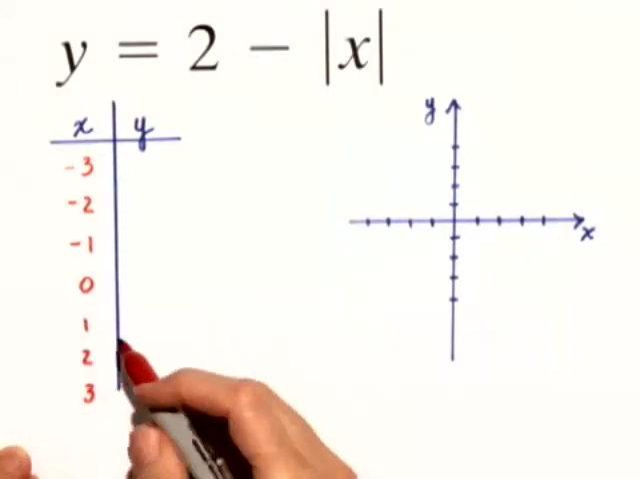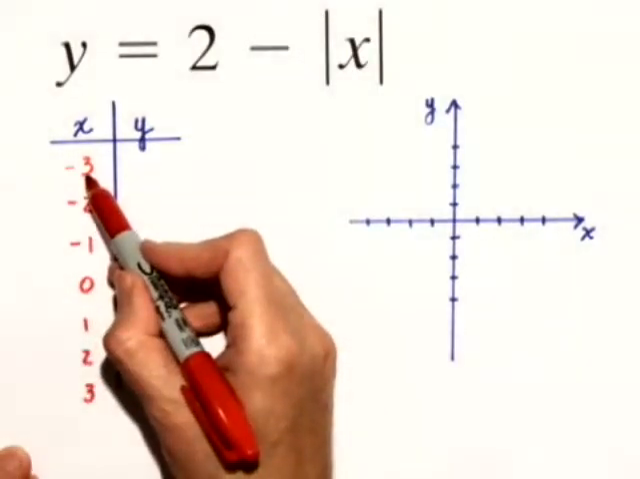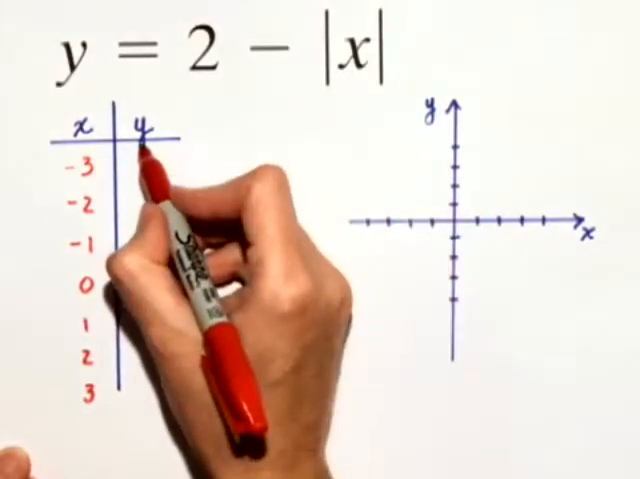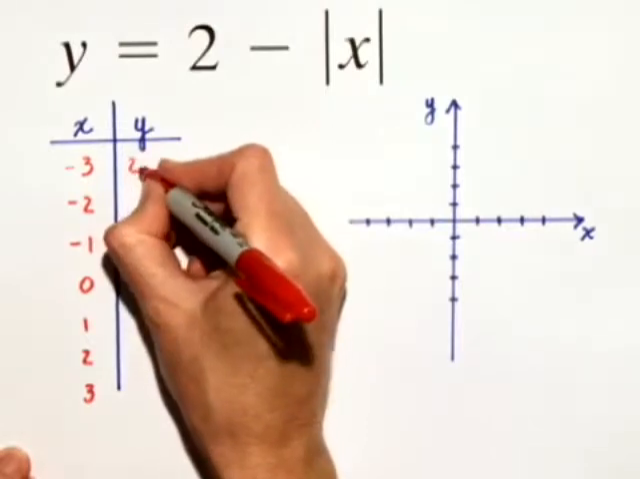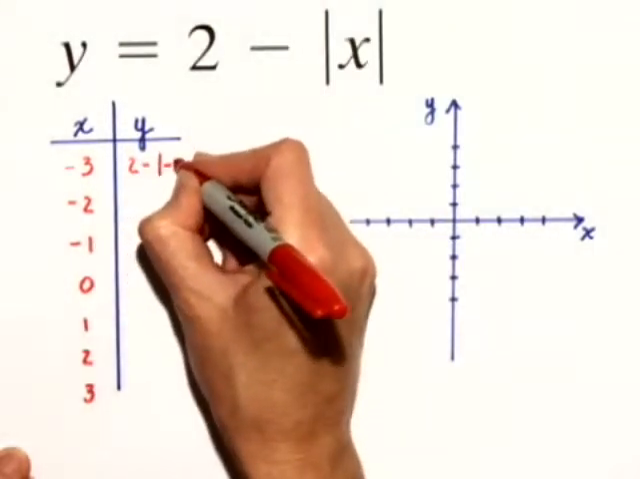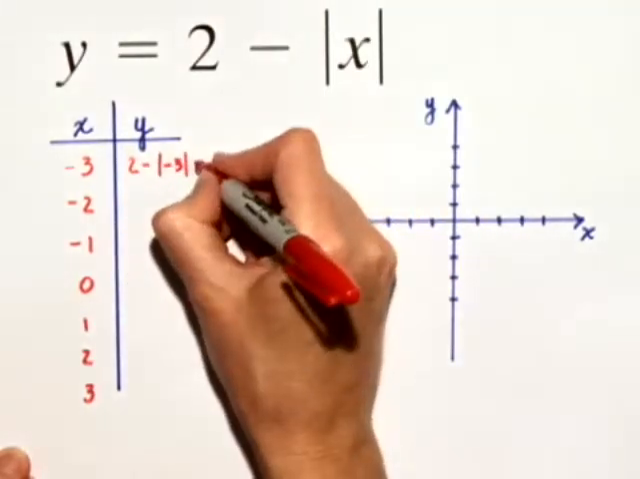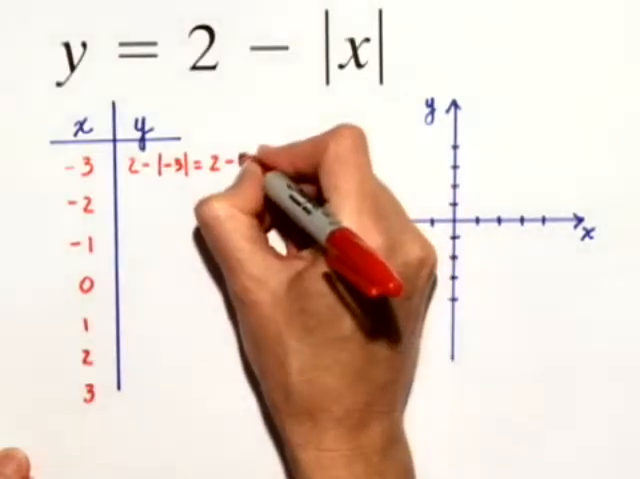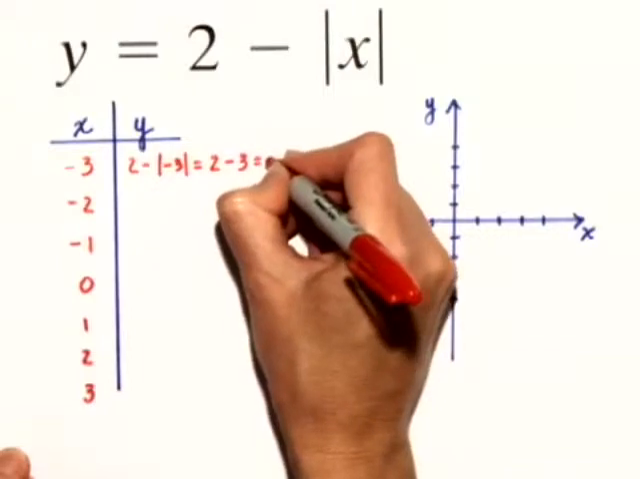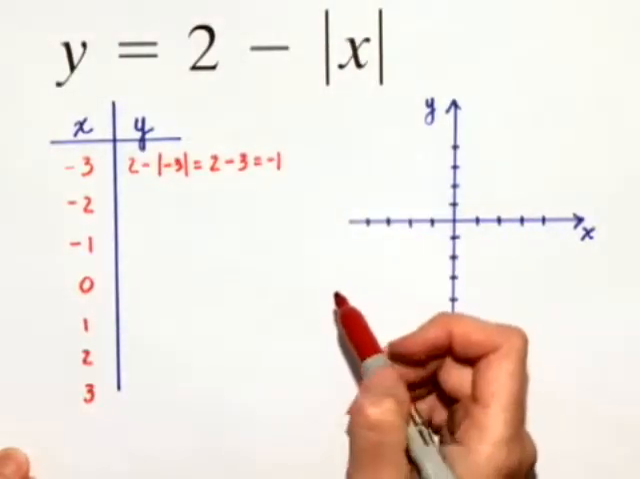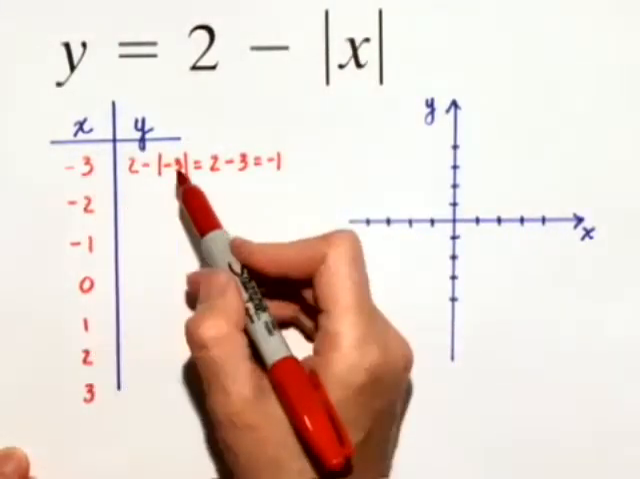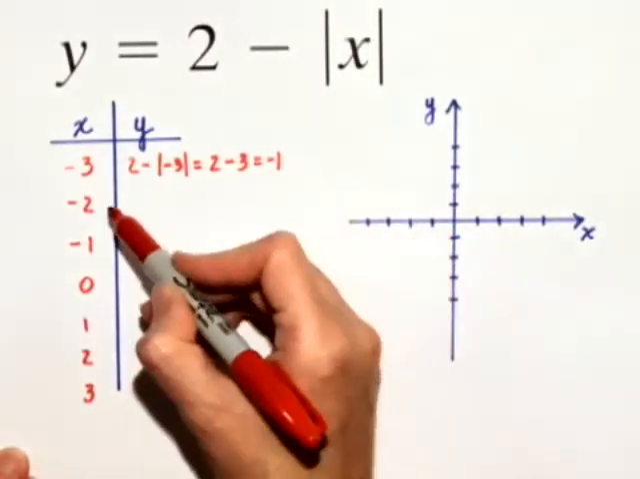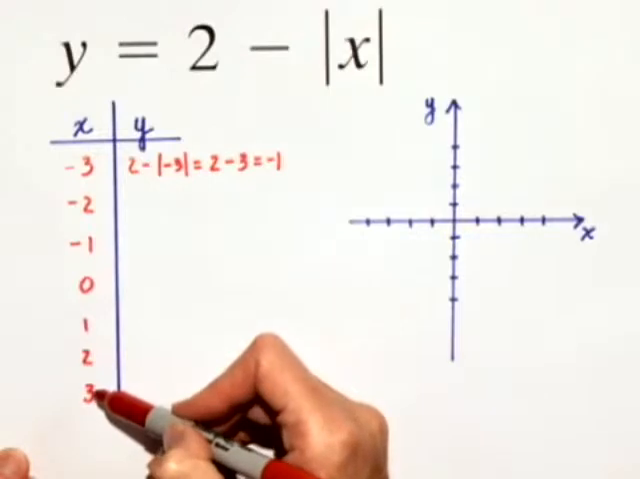So if x is -3, we're going to substitute -3 into our original equation for x, and the y value will equal 2 minus the absolute value of -3. The absolute value of -3 is 3, and 2 minus 3 is -1. Therefore, that tells us when x is -3, y is -1, that's a coordinate on the graph. We're going to do that with these other values for x.